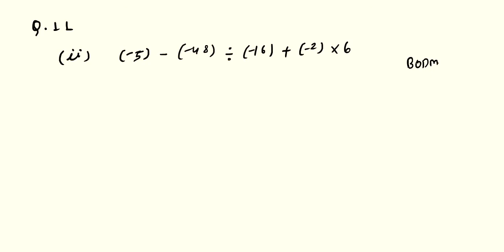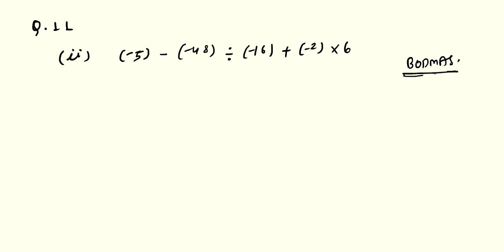Second question is minus 5 in bracket, then minus, then again in bracket minus 48, divided by in bracket minus 16, then plus in bracket minus 2 into 6. Very easy sum for you people. First of all, remember BODMAS.